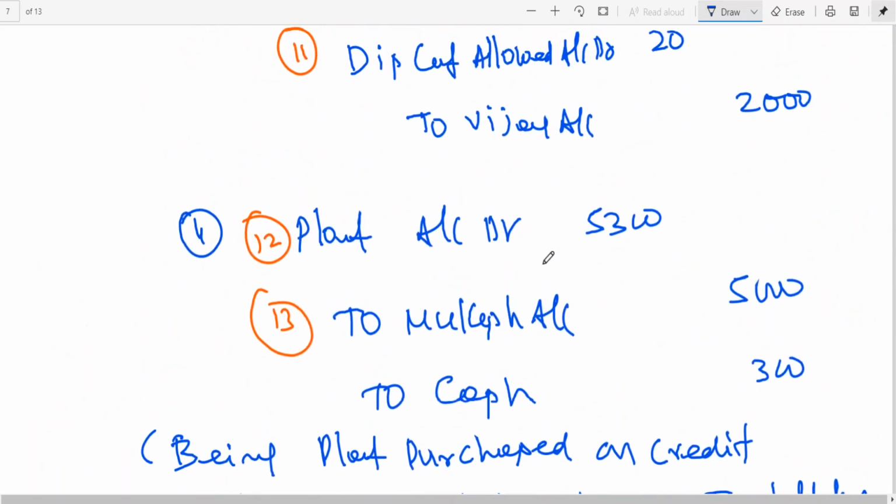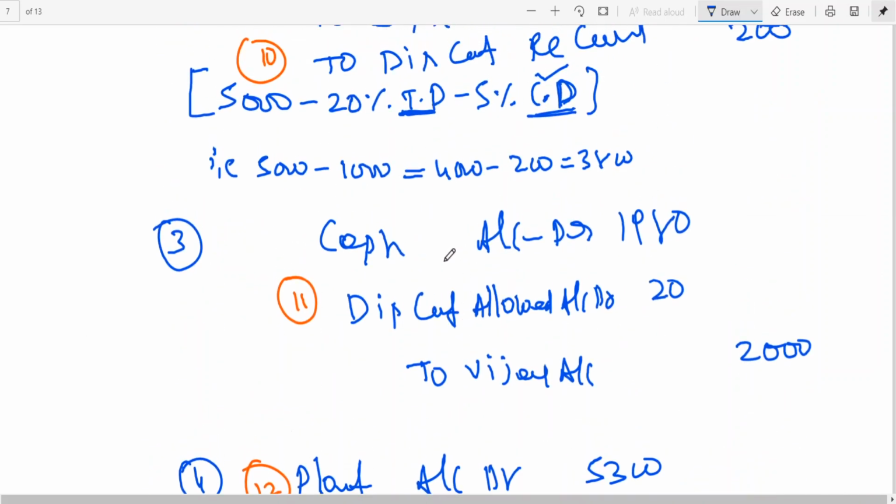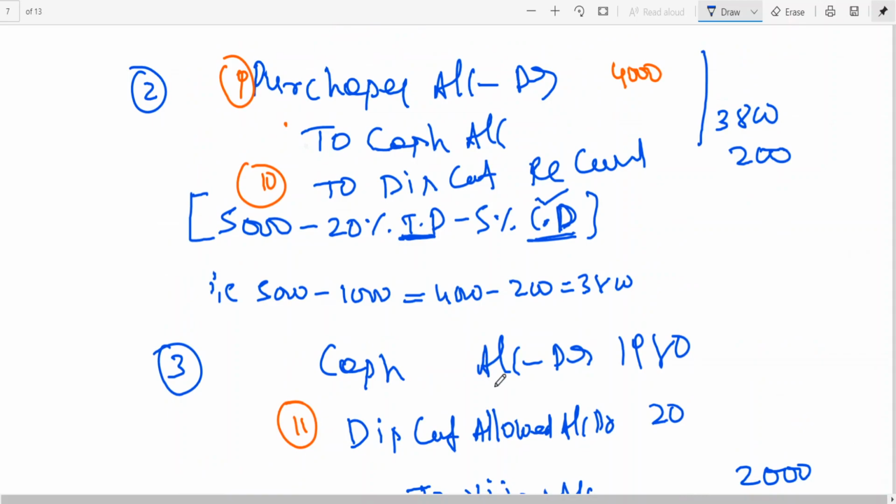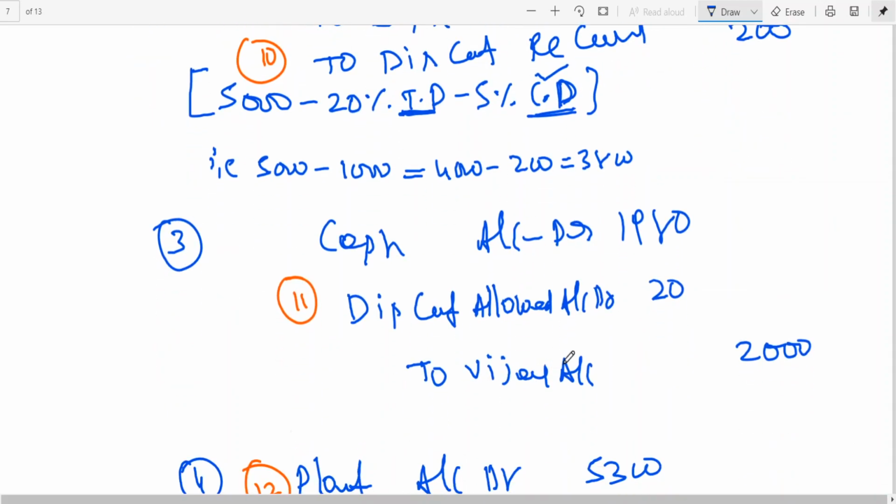The next entry. Plant account debtor. Sorry, third one. Cash account, discount allowed to Vijay. Again this is a combined entry. We can write cash to Vijay 1980, discount allowed to Vijay 20. Or we can write cash account debit side 1980, discount allowed debit side 20. But the opposite account is Vijay. In Vijay account we should write by cash and by discount.